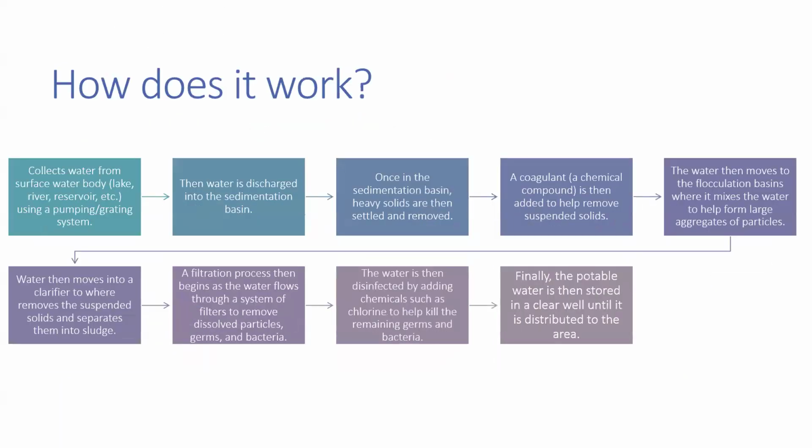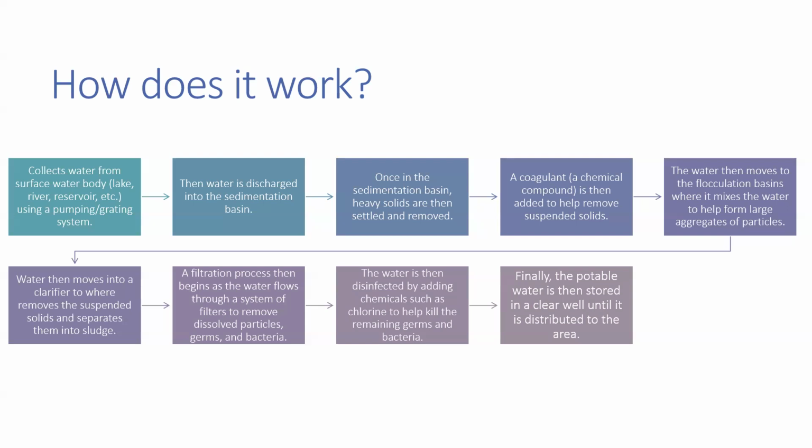How does it work? Water is collected from a surface water body using a pumping or grading system. The water is then discharged into the sedimentation basin. Once in the sedimentation basin, heavy solids are settled and removed. A coagulant, a chemical compound, a common coagulant being alum, is then added to help remove the suspended solids. The water then moves to the flocculation basin, where it mixes the water to help form large aggregates of particles. Water then moves into a clarifier where it removes the suspended solids and separates them into sludge.